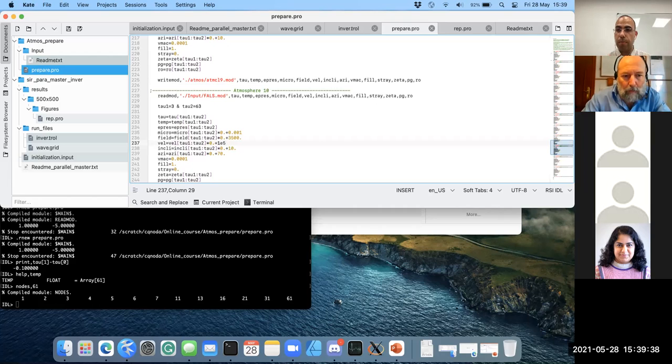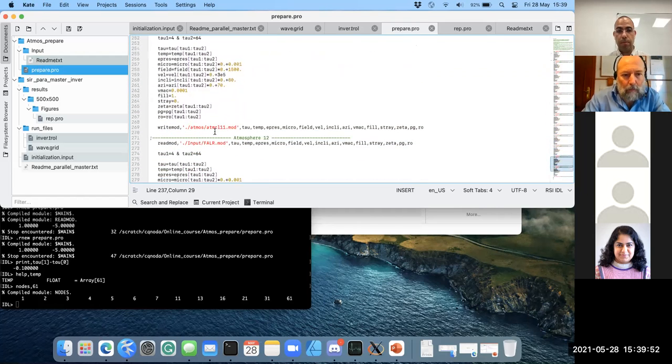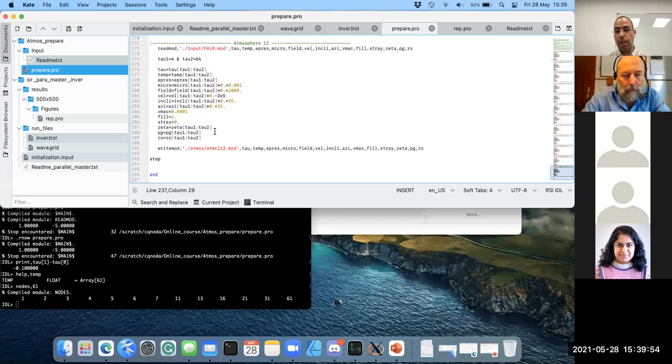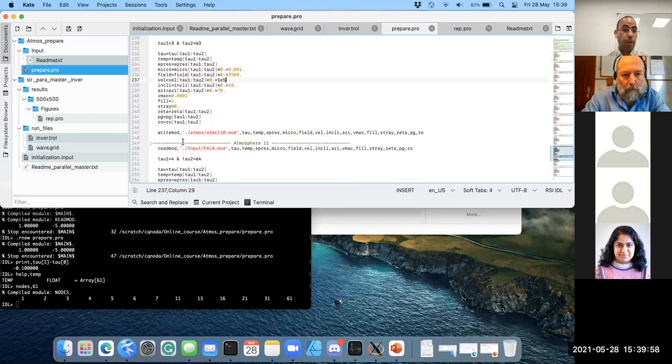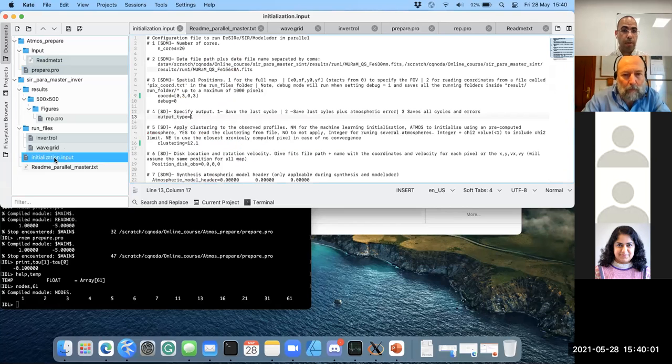The only thing is to be careful with the temperature. Don't make it too different, because it's better to take a model where the temperature and electron pressure are consistent. With this, you can prepare any number of atmospheres. I picked 12, but you can pick more, or copy the 12 I have and put a lower value here, like 6.